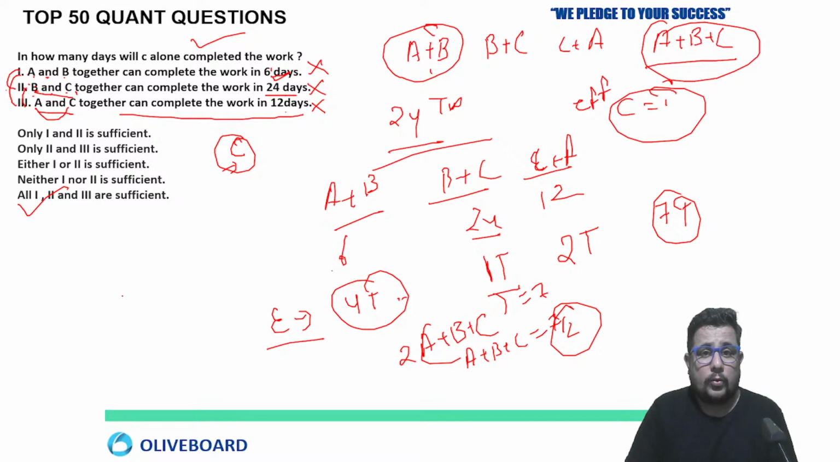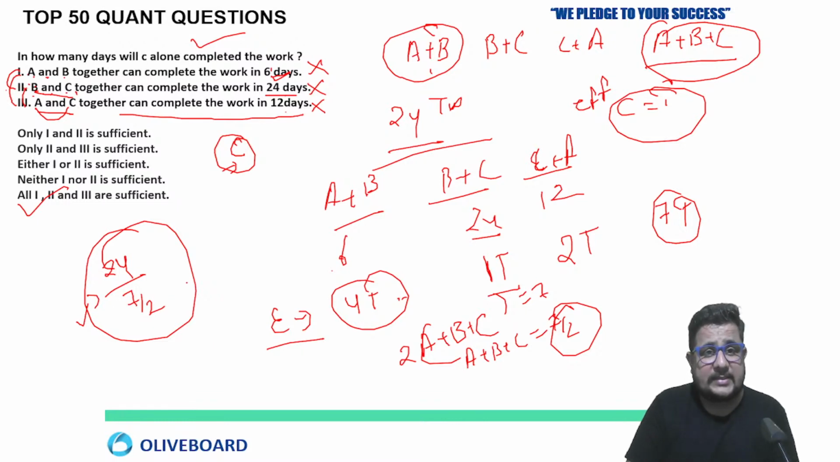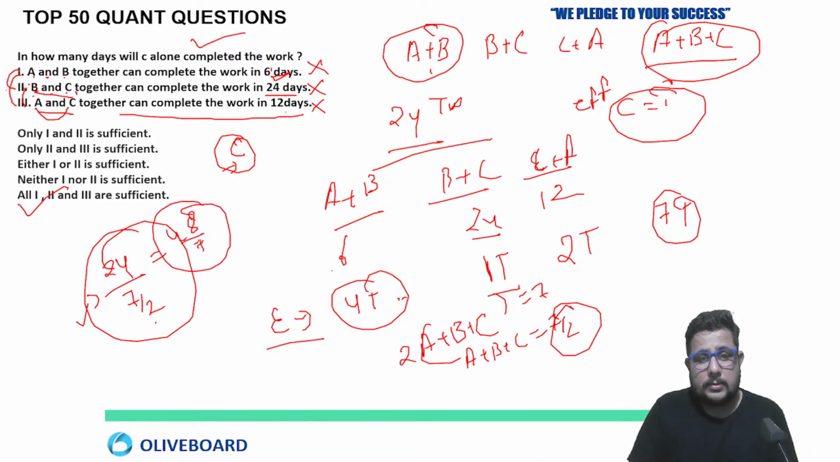Right? Now 24 cups of tea, 7 by 2, right? 24 is the LCM. So 24 divided by 7 by 2, when you do so, you will get 48 by 7. I'm just checking it once. Okay, very good. So 48 by 7. This is the efficiency of ABC together, their combined efficiency.